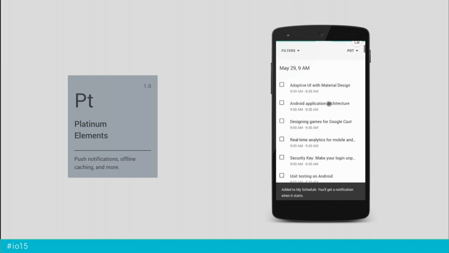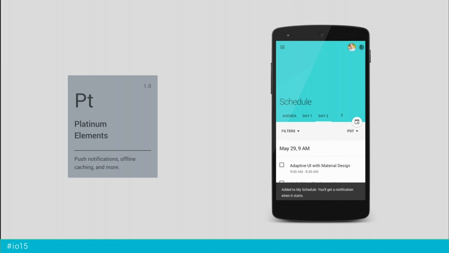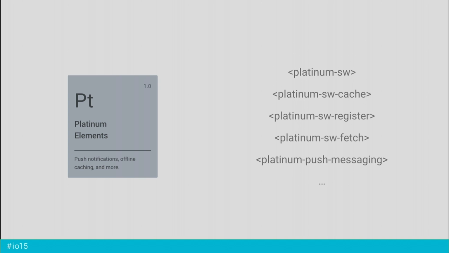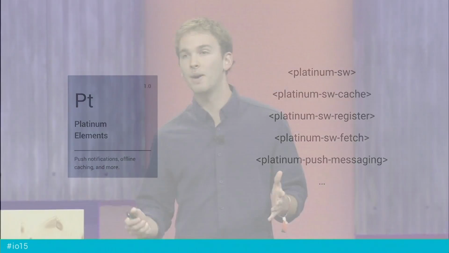So we've wrapped Service Worker features and all of these new re-engagement features on the web as elements. If you want to drop a push notification onto your page, drop a push notification element. If you want to get offline caching, you can declaratively set up offline caching with a Platinum element, and so much more. These features that we as web developers only 6 months ago could only have dreamed about are now just a single element away.